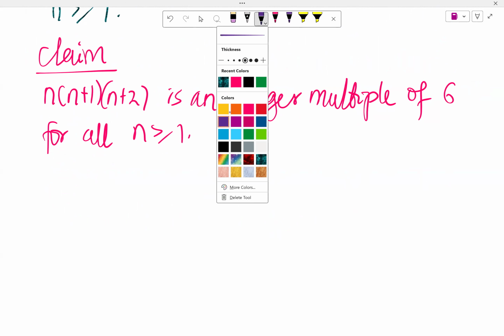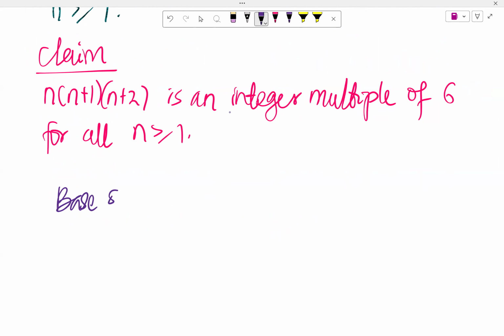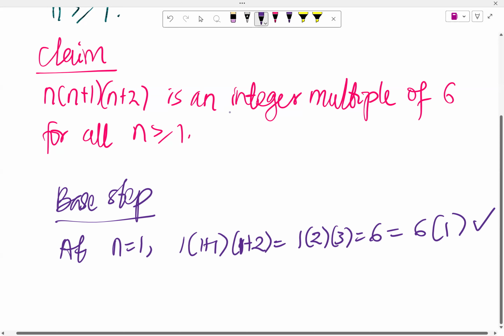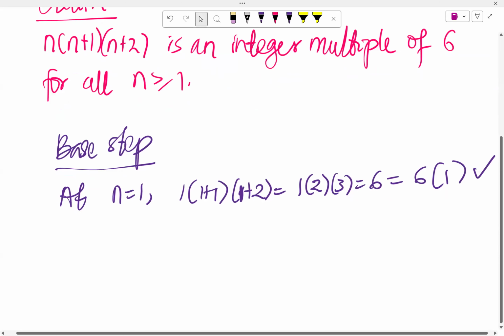So for the base step, let's say at n equals 1, we don't need more than that, but I like to do more than that. At n equals 1, we have 1 into 1 plus 1 into 1 plus 2. That's 1 into 2 into 3, which is 6. And 6 is the same thing as 6 times 1. So 6 times 1 is a multiple of 6 as expected.